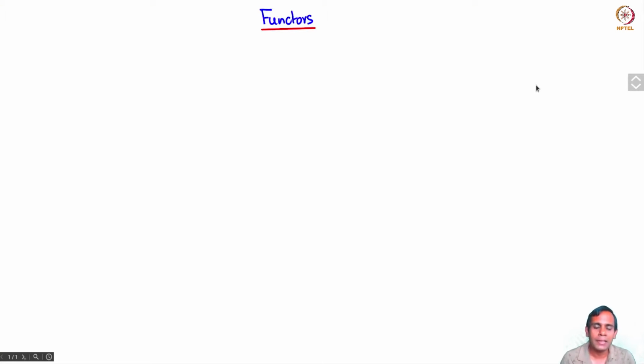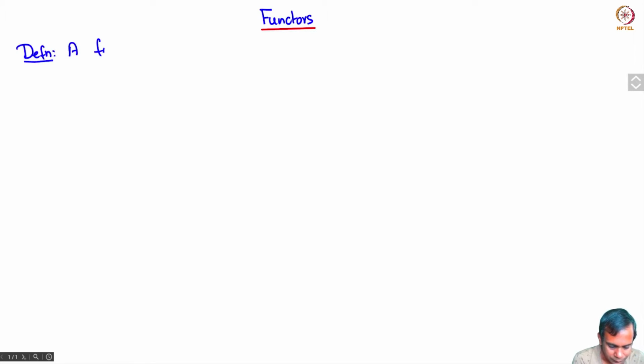We are now quite familiar with the concept of a category. A category has objects and it has arrows, and there's a composition rule for arrows. The next concept in category theory is that of a functor. So let me give you the definition of a functor.